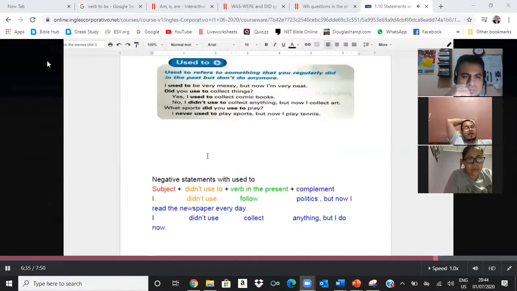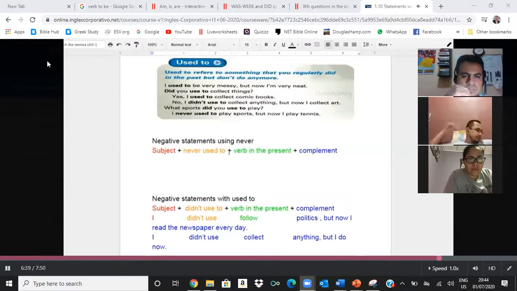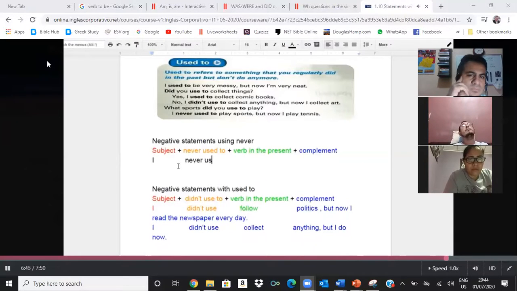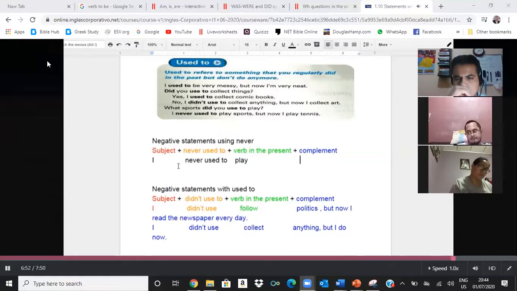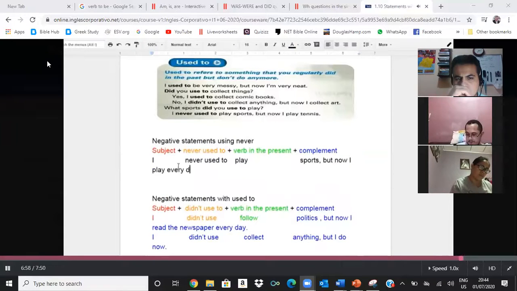And there is one last way on how to express negative statements, and that is using never used to. It's quite similar. So let me give you an example about this. I never used to play sports. Okay, but now I play every day. So we can also make negative statements using never used to. Okay, so the subject plus never used to, and that's going to follow the verb in its present form, and then whatever complement exists. I never used to play sports. I never used to worry about money. I never used to play sports, but now I play tennis, just like you see on the example there.